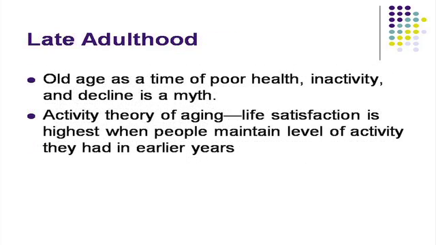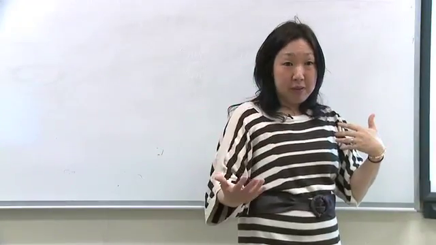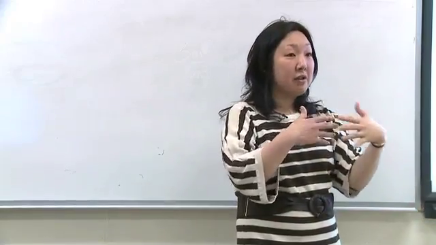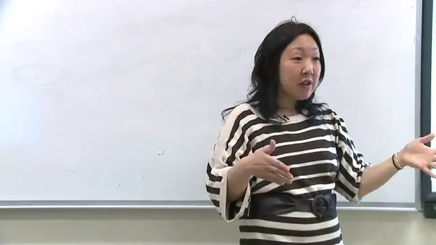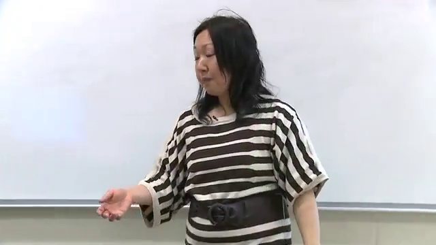Then late adulthood. Old age as a time of poor health, inactivity, and decline is a myth, okay? Activity theory of aging says that life satisfaction is highest when people maintain the level of activity they had in earlier years. So you might still see active elderly people, like they play golf, they get together with others for lunch on a regular basis, so they can still be active, okay?